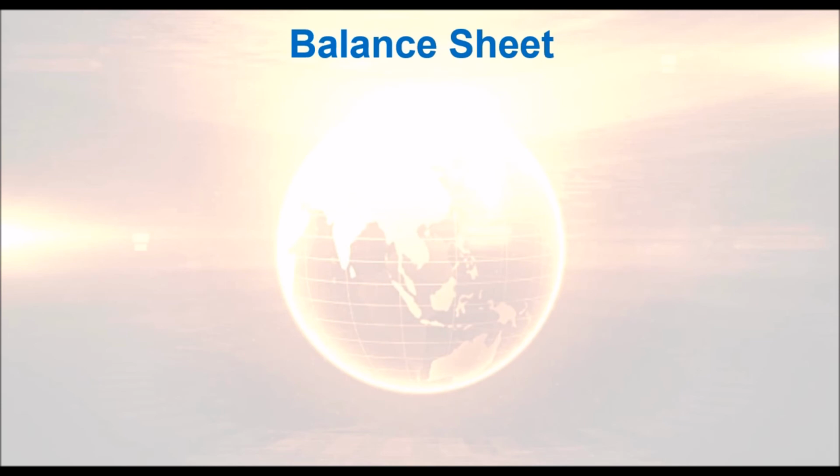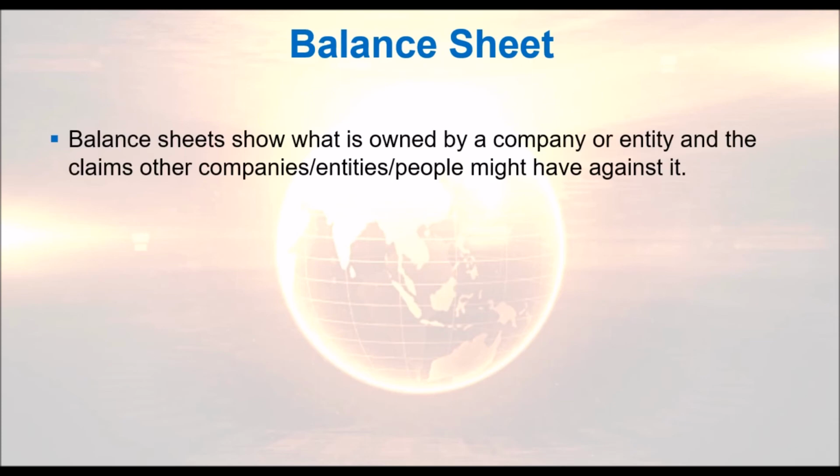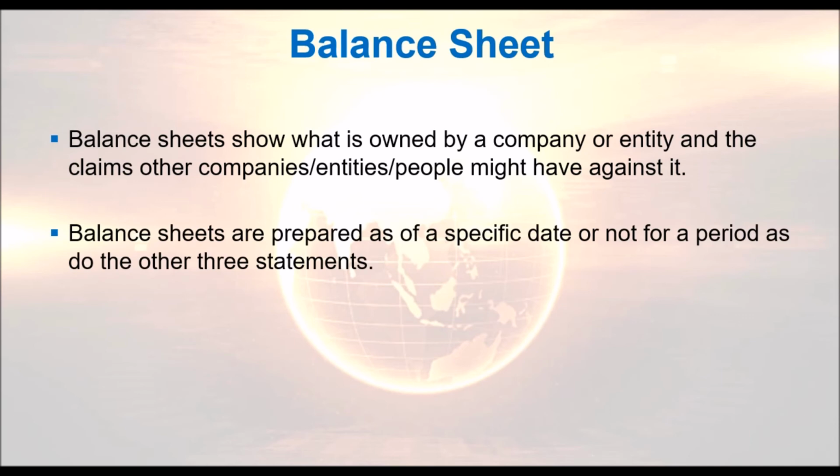Now let's look at the balance sheet, the fourth statement. That's why the third statement is one of the four basic statements. Now the balance sheet shows what is owned by the company or the entity and claims others might have against it. Okay, so the assets, liabilities, owner's equity, the balance sheet will show all three.